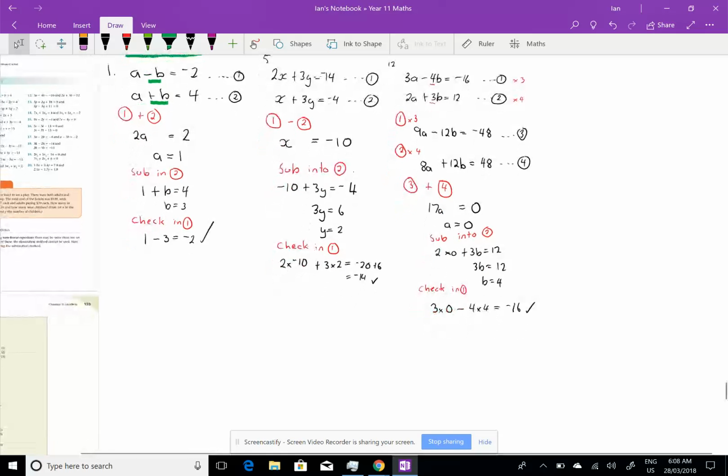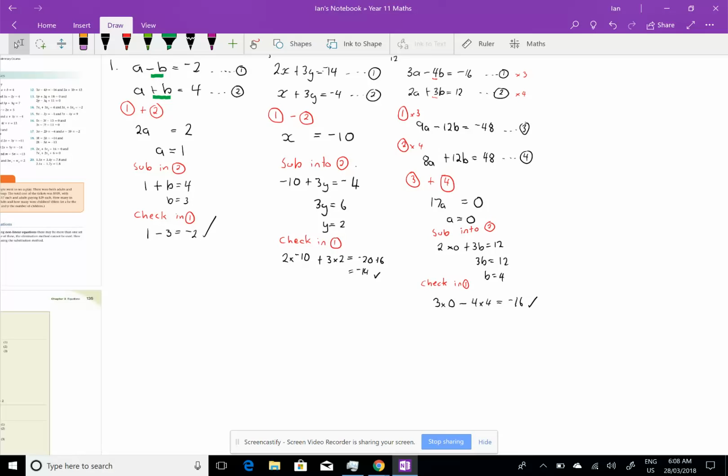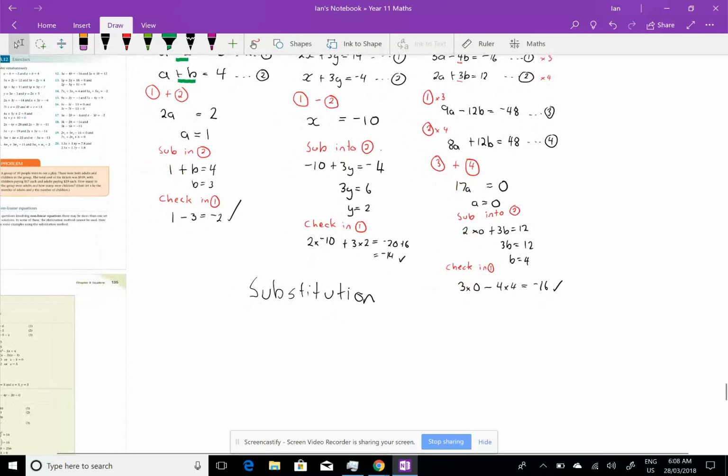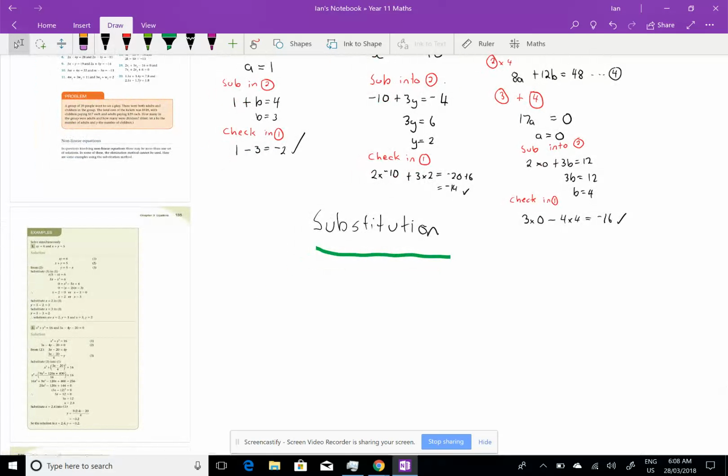So I'm going to do 3 more examples, and I'm going to use substitution this time. I'm actually going to do substitution for the first one again, so that you can see it works for both of them. So substitution is when you have one variable by itself as the subject of the equation.